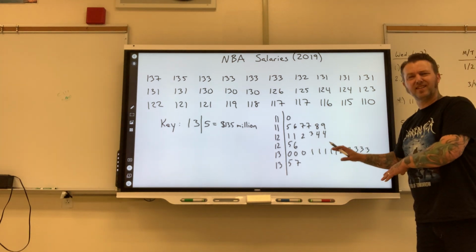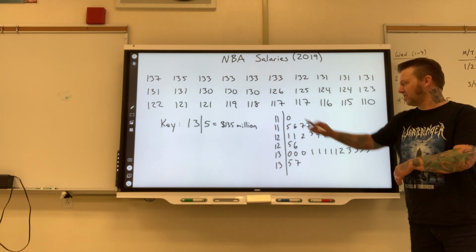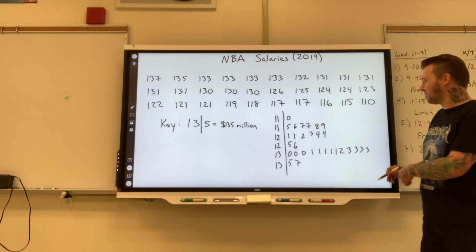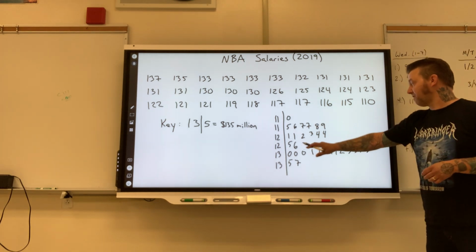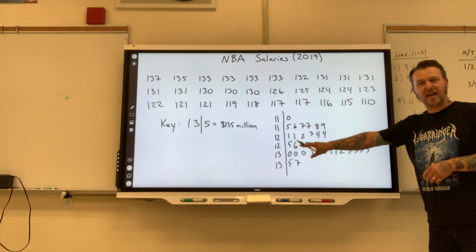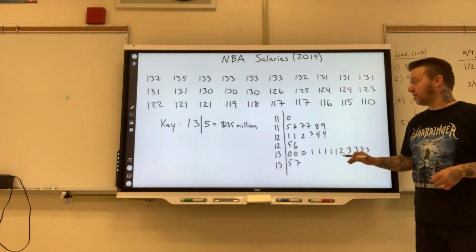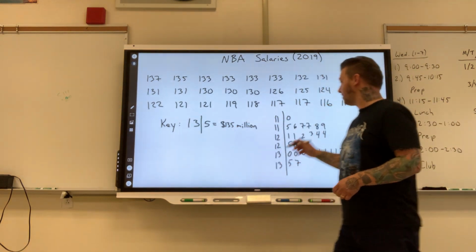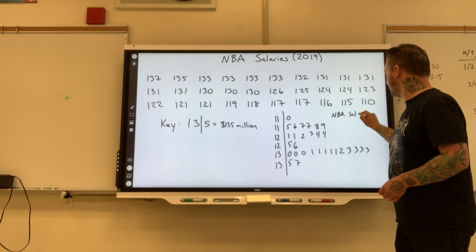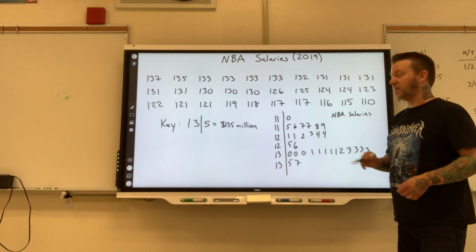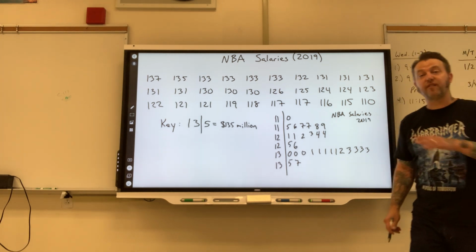Now, looking at this, can you tell me the shape? We've got way more data on the right. It looks kind of skewed left, but this is kind of bimodal. Who knows? But there's definitely a little bit of a gap here. So that's a stem plot. Always make sure you have your key. We can put a title, NBA salaries 2019.